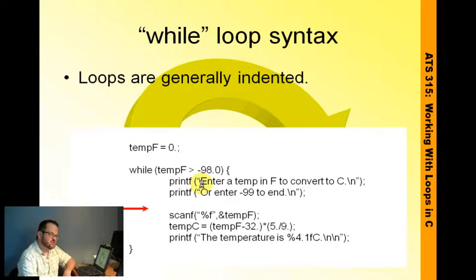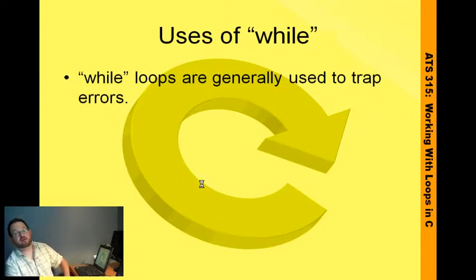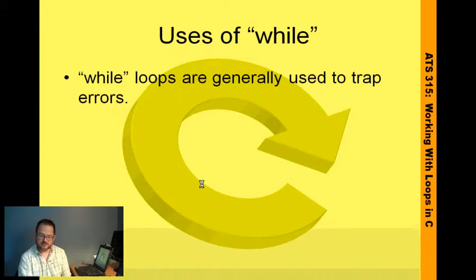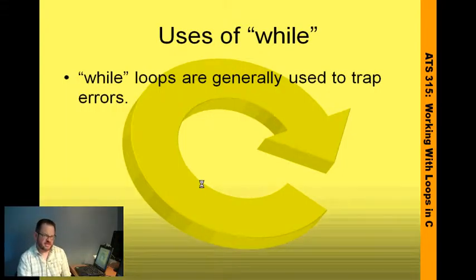While loops tend to be used to trap errors. For example, in some of the problems you're going to have coming up later in the semester, you're going to prompt the user to enter a temperature, and then prompt the user to enter a dew point. Well, what if they put a dew point that's higher than the temperature? That can cause all kinds of problems in some of the calculations we're doing. We're going to have to be careful about that.